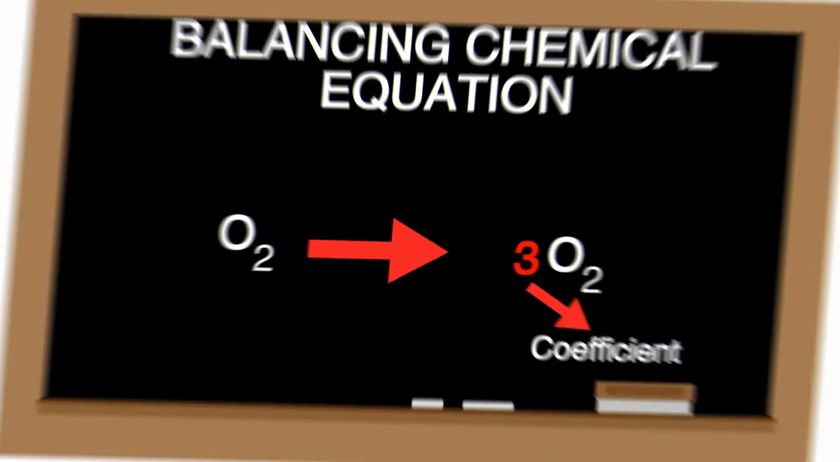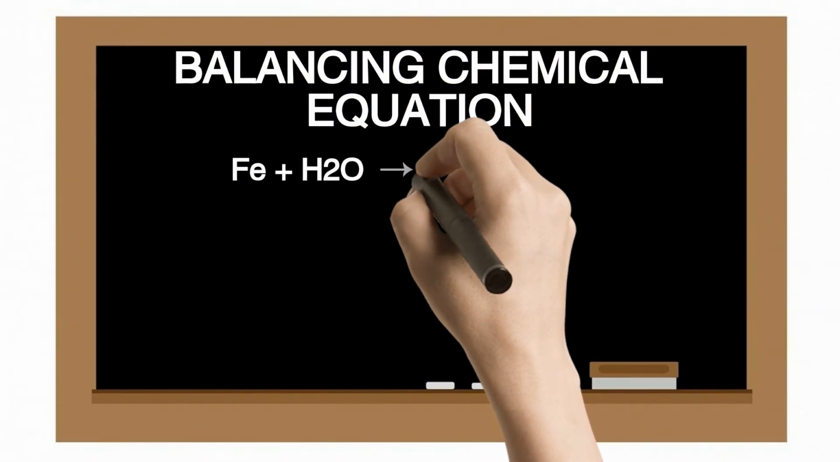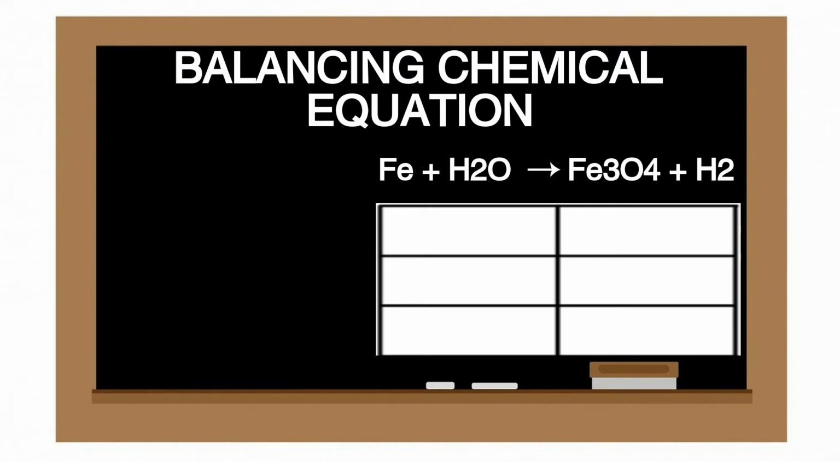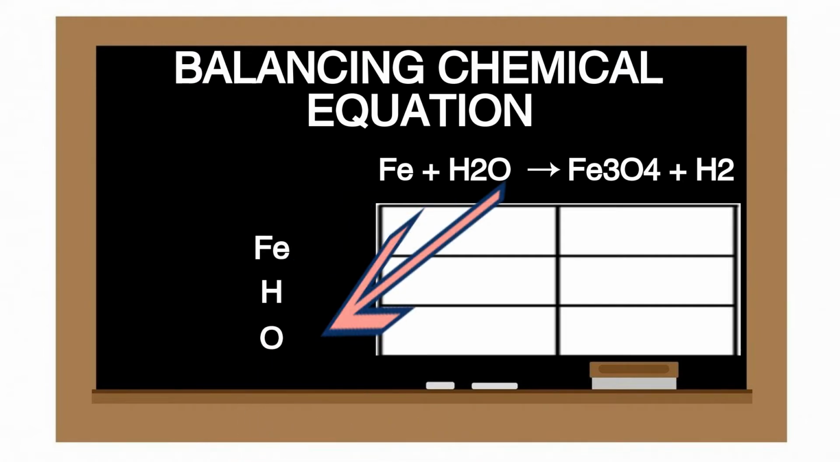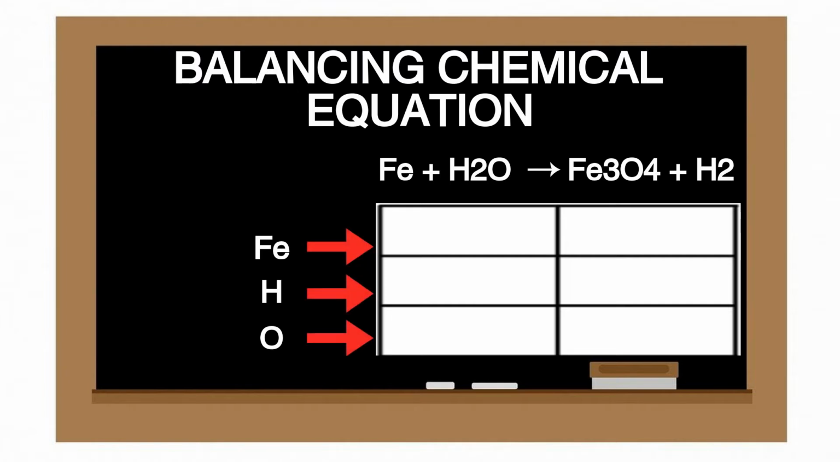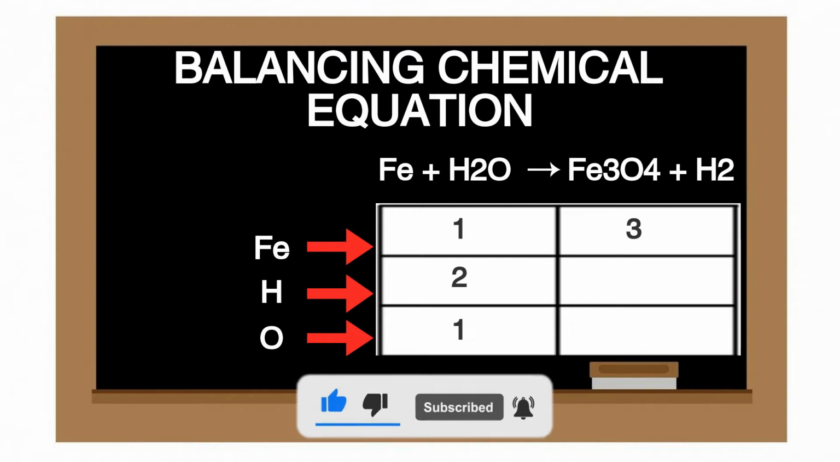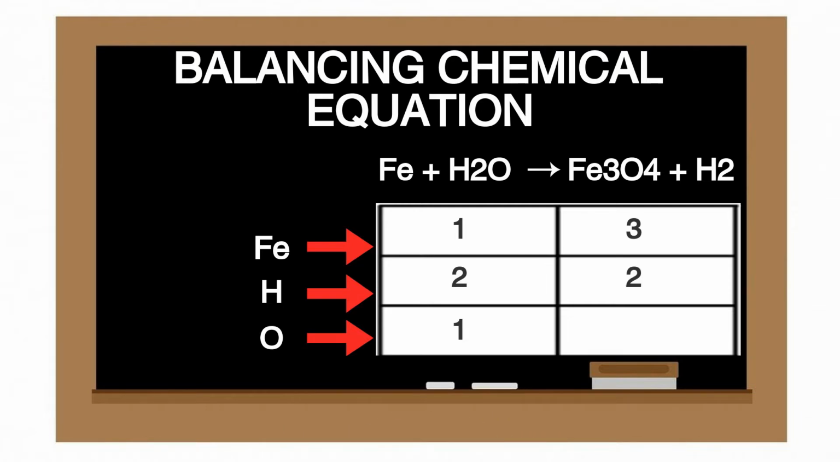Now we take this equation, which is Fe plus H2O gives out Fe3O4 plus H2. Now we need to make a column like this, and we need to mention the number of atoms present in each element. Now let's fill out the reactant side, and there is 1 atom of iron, 2 atoms of hydrogen and 1 atom of oxygen. Coming to products, there are 3 atoms of iron, 2 atoms of hydrogen and 4 atoms of oxygen.